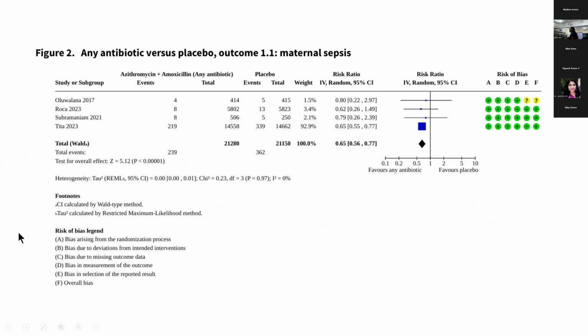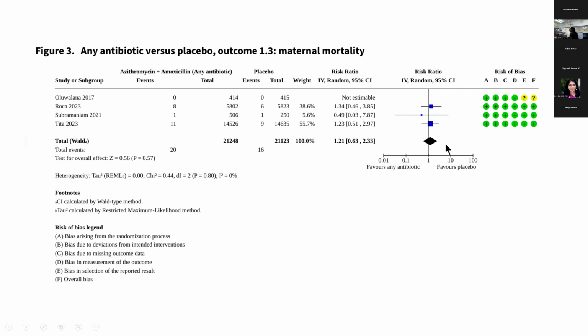So this is another example. This is also to show that over here, you will not rate it down for inconsistency. Because here, all your point estimates are on the same side. All the confidence intervals are overlapping. You will not rate it down for inconsistency, even though you have one study falling on this side of the hypothesis. Overall, all the studies are not showing any benefit, and the confidence intervals are overlapping.